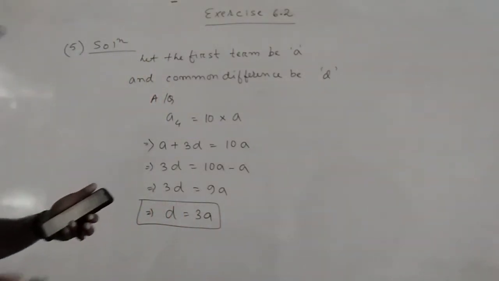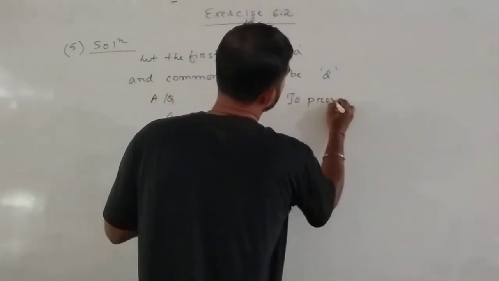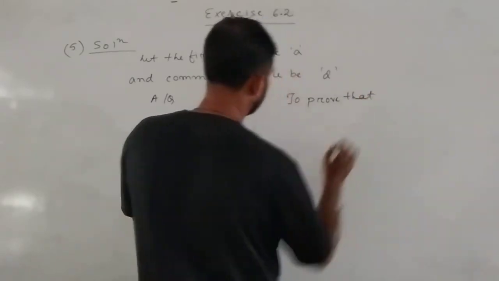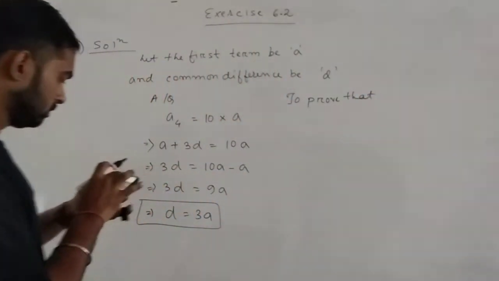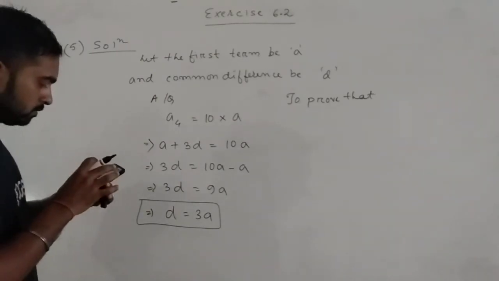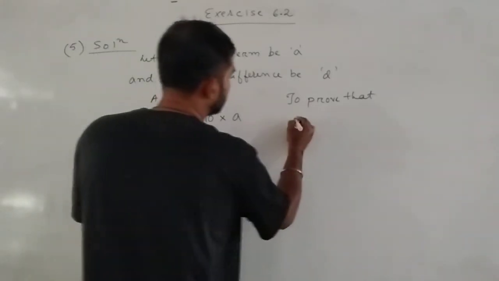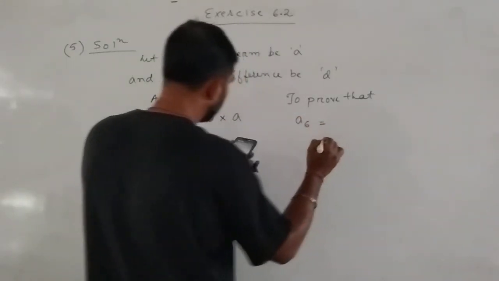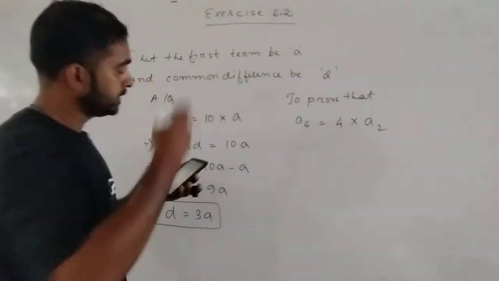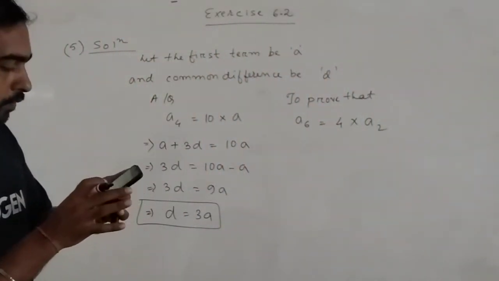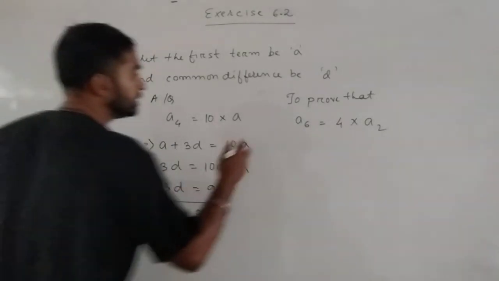D equals thrice A. Now what to prove? To prove that the sixth term is equal to 4 times the second term.